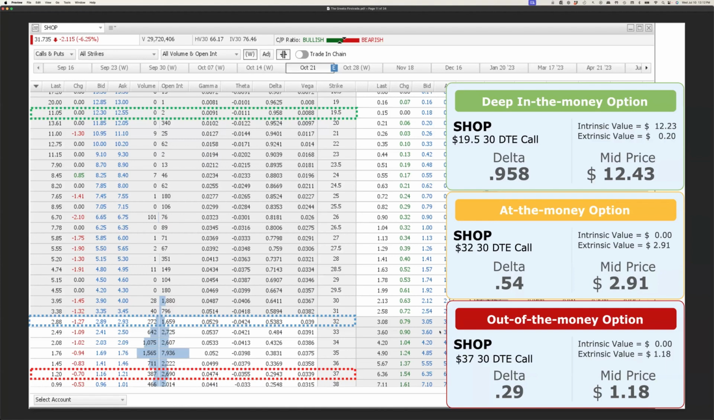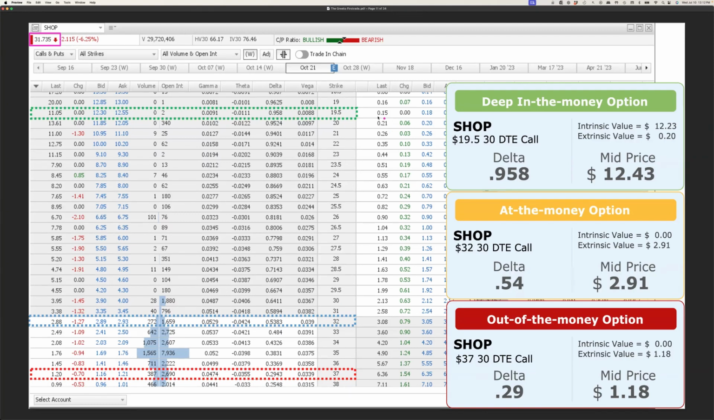And in this particular example, at the time, Shopify was trading at $31.73. And what we have are different options that you can purchase, right? As you can see, you have an options chain with lots of different strike prices ranging from below 19 all the way through above 38.